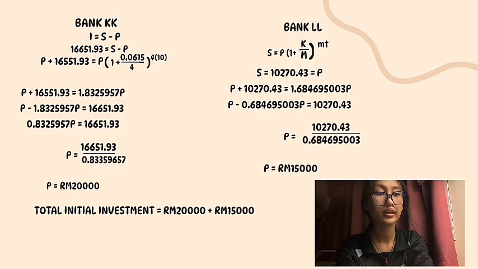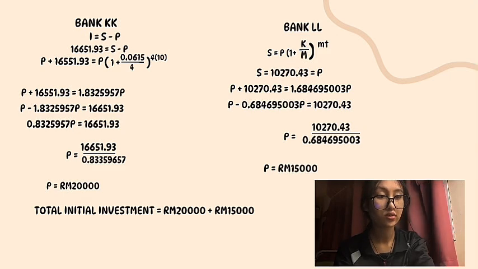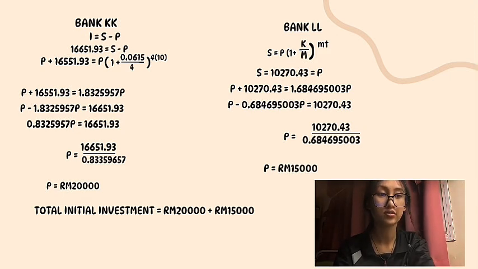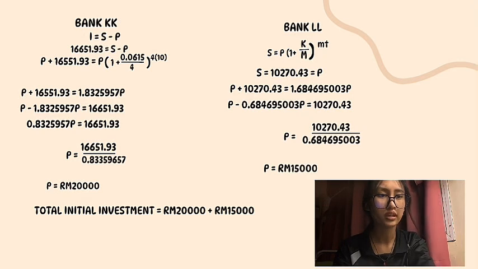Starting with Bank KK, we know the interest earned after 10 years. We express the total amount as the principal plus that interest. We substitute into the compound formula using the given rate and the number of times interest is compounded in a year, which is twice. We then isolate the principal on one side of the equation. After performing the calculation and simplification, we find that Mr. Salvaraj initially invested an amount in Bank KK that is exactly 20,000.